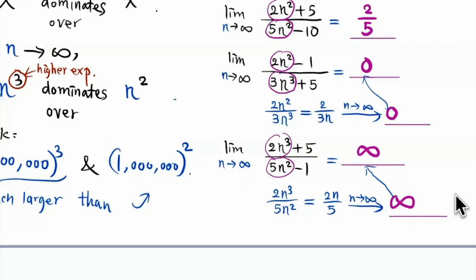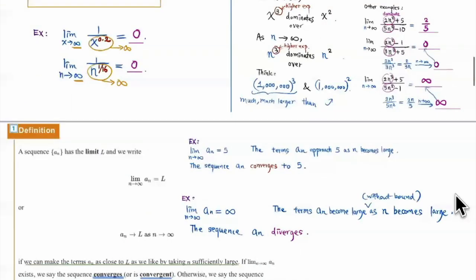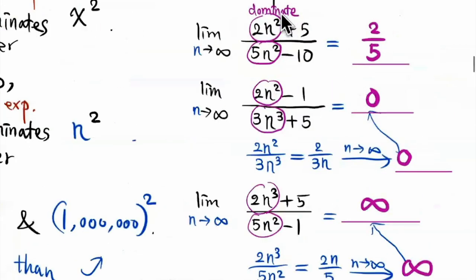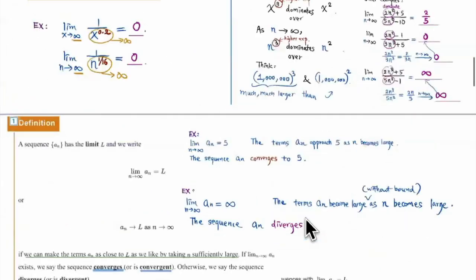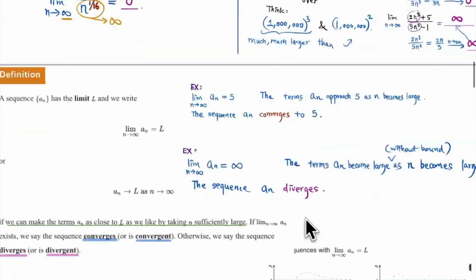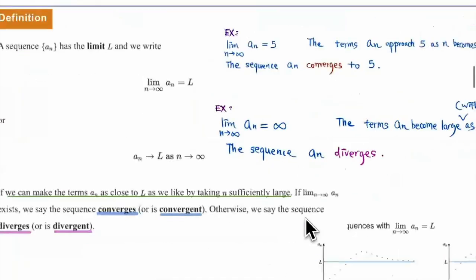All right. So someone would say, oh, you can look at the exponent. If they're equal, that will be the coefficient of this. If the bottom has a bigger exponent, then it goes to what? If the top has a bigger exponent, then it goes to what? Infinity. Yeah, that also works. Okay.